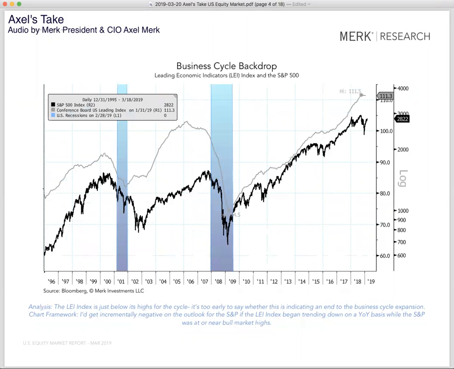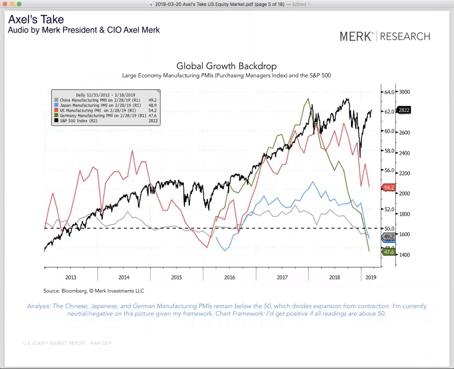Business cycle backdrop. The Conference Board has an index that's been flattening off a little bit. The one item, and I just alluded to it, that is of concern is the global backdrop. Purchasing manager indices around the world: some of the major economies have turned below 50. 50 is supposed to be the magic line between expansion and recession. Of course, it doesn't mean you have a recession right away, but as you can see here, the Japanese line, the German line, and the Chinese line are each below 50 and declining. Now, the US PMI is above 50, but there's also been a decline.